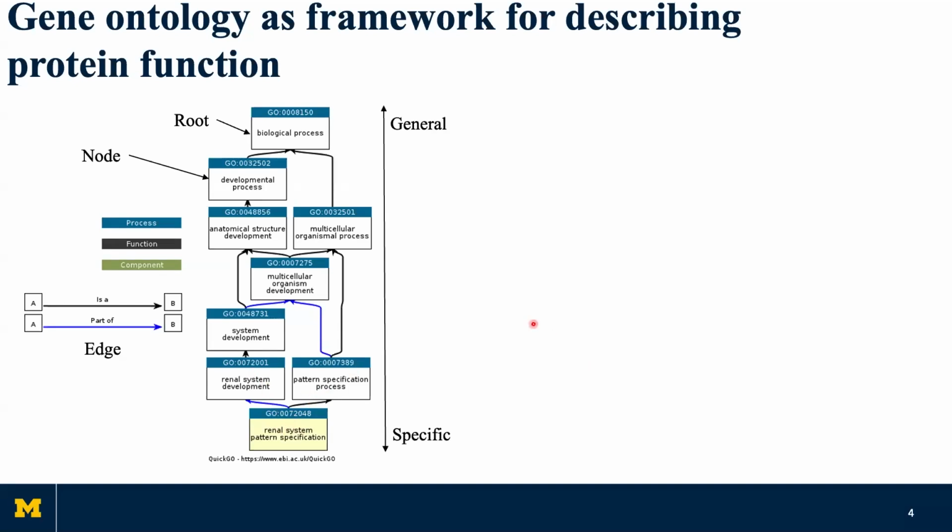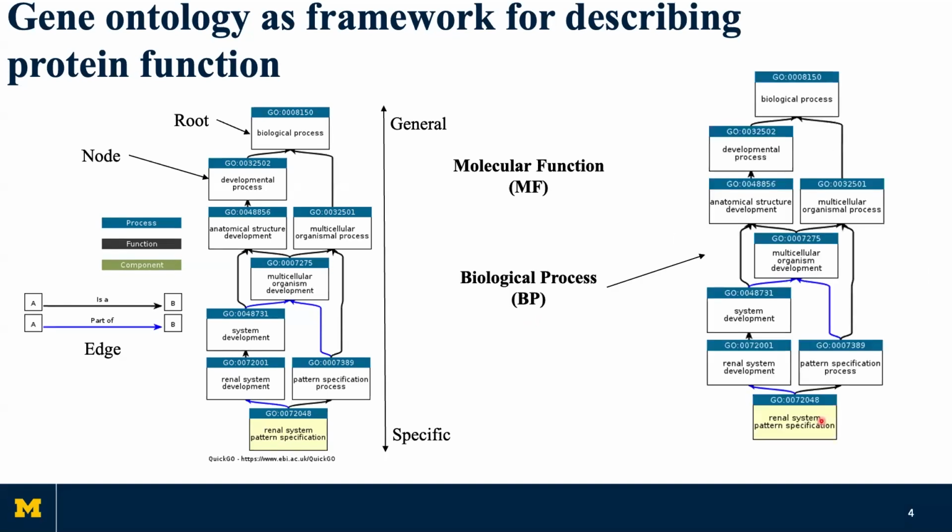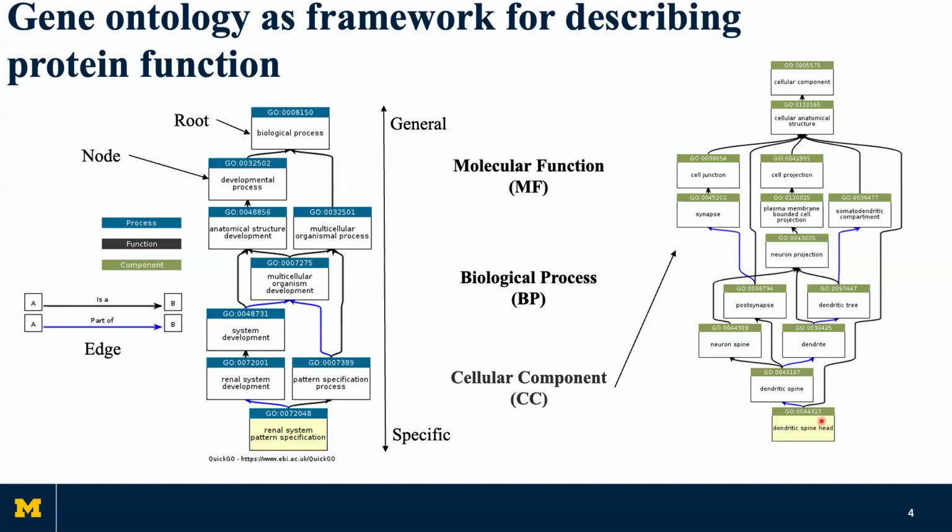And the GO is organized in three main aspects. First, molecular function, which is the specific molecular level activity of the protein, such as binding or catalytic activity. Biological process, which is the biological pathway and process that proteins are involved in. An example would be signal transduction or cell division. And the last aspect is cellular component, which indicates the location within the cell where the protein performs its function. Example would be nucleus or mitochondria.